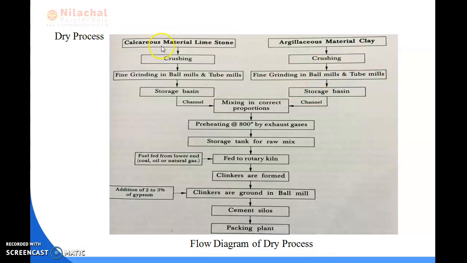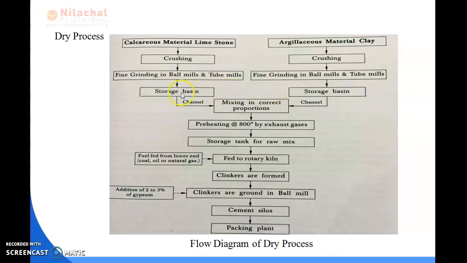As I have written, the calcareous material, that is limestone, and the argillaceous material, that is clay. These two materials are crushed. Crushing means we will reduce the size of the limestone and the clay material. Then after that, we will do fine grinding in ball mills and tube mills. After grinding in ball mills and tube mills, we will store it in the storage basin.